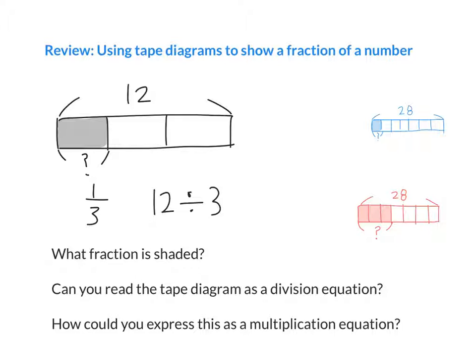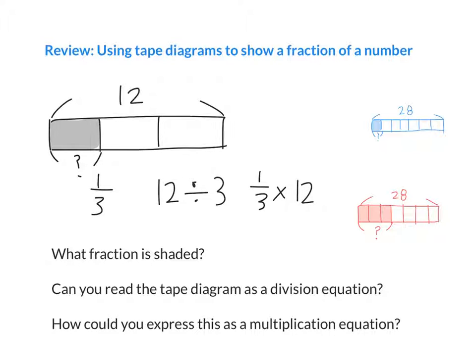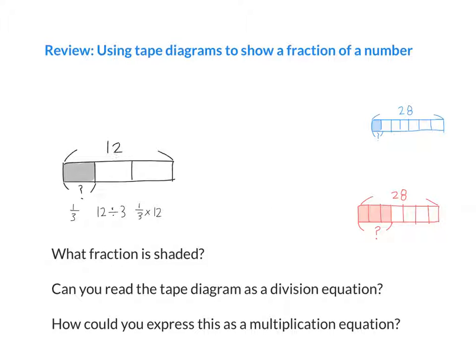How could we write that as a multiplication equation? Well, 1/3 of 12 is shaded, right? So how can I write that as a multiplication equation? Everyone? 1/3 times 12. Very good. See the pattern here? Let's try it again.